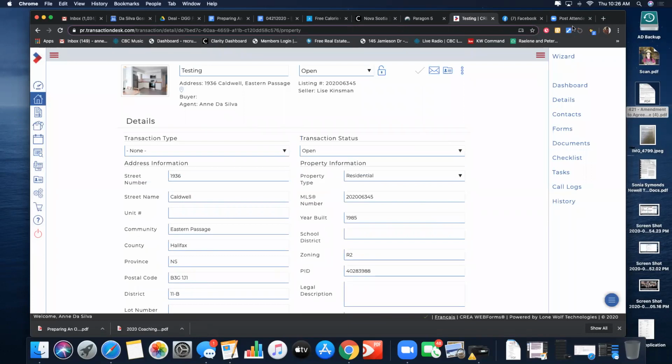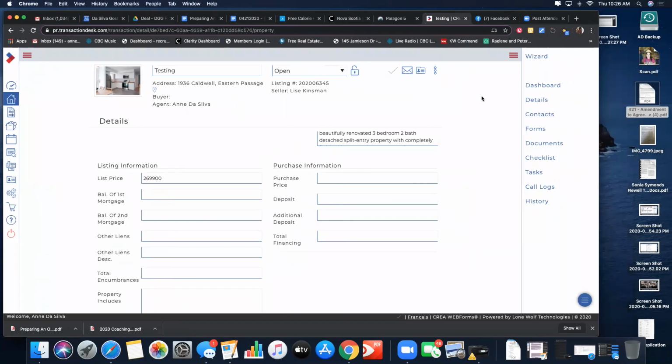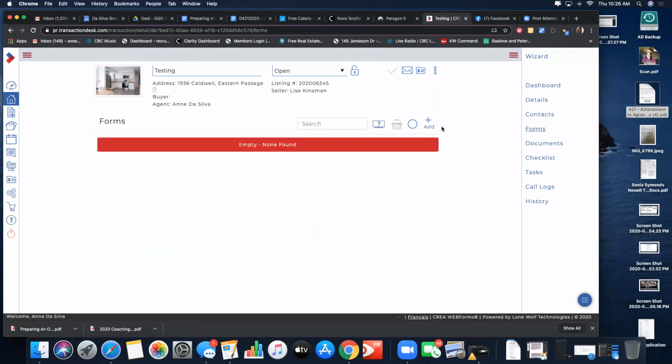I have too many things open here. Oh my gosh, now my computer's decided to slow itself right down.